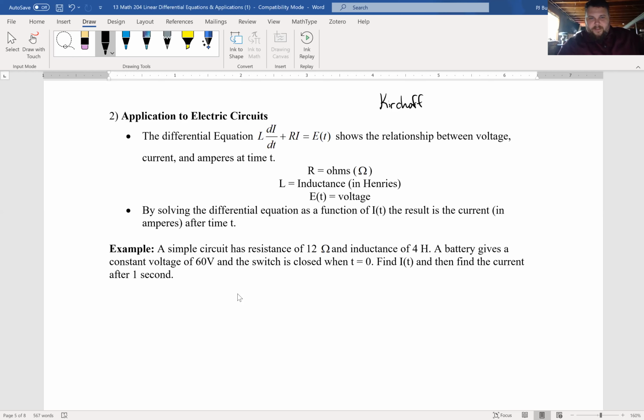And this circuit that's given to us in the problem looks something like, let's see, it's got an inductor, and then it's got a resistor, and then a battery. So this is the battery. This is called an inductor, basically just a coil of wire. And this is our resistor.